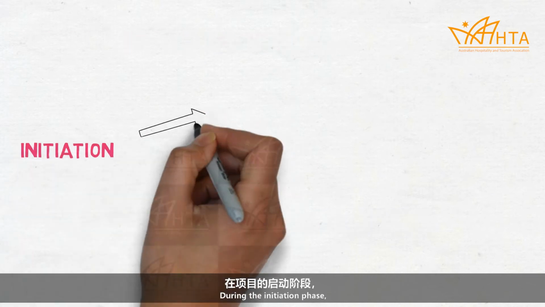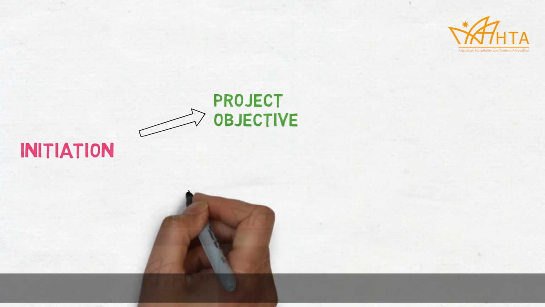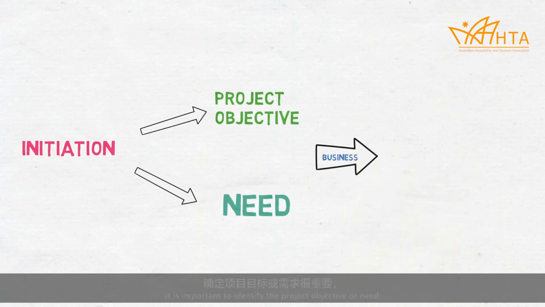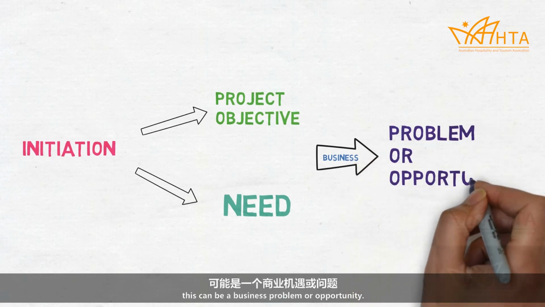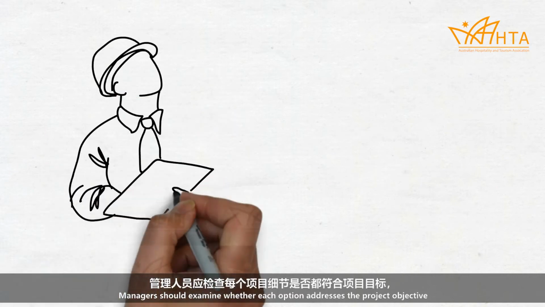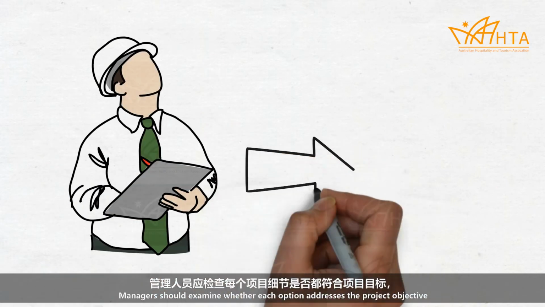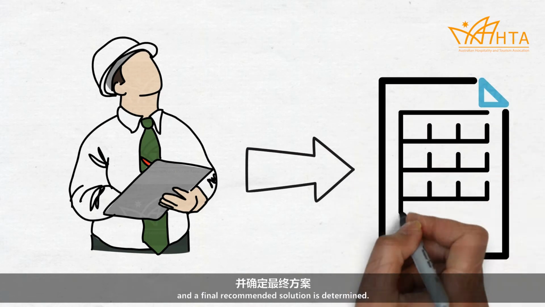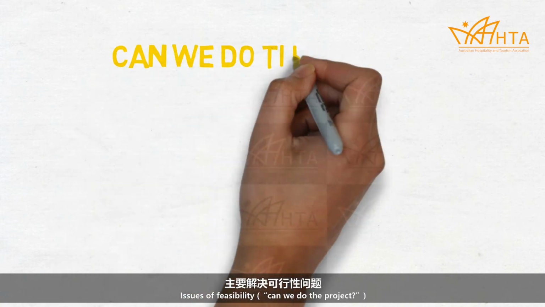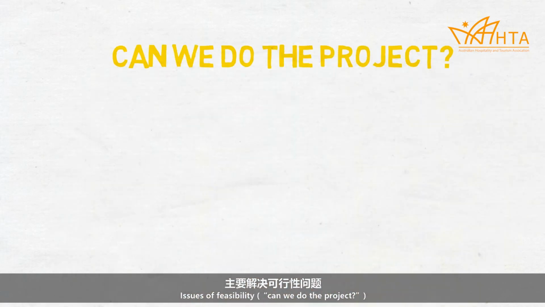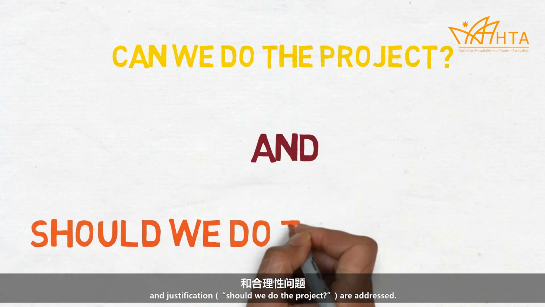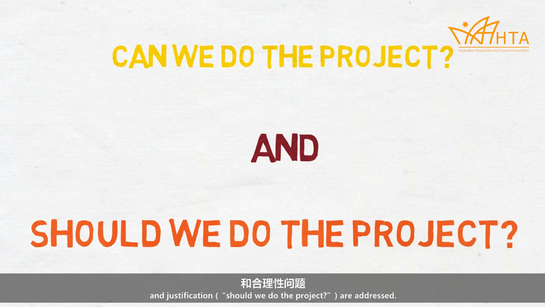During the initiation phase, it is important to identify the project objective or needs. This can be a business problem or opportunity. Managers should examine whether each option addresses the project objective, and a final recommended solution is determined. Issues of feasibility, can we do the project, and justification, should we do the project, are addressed.